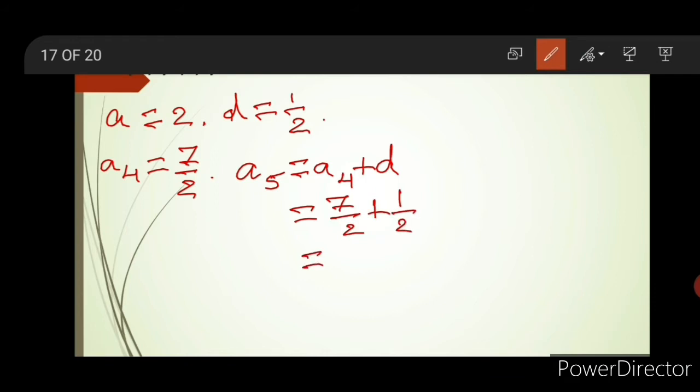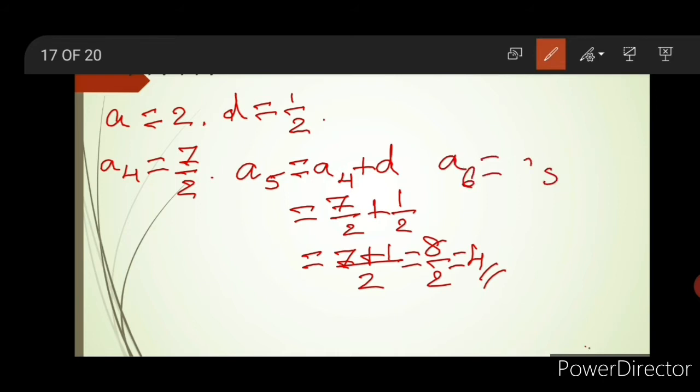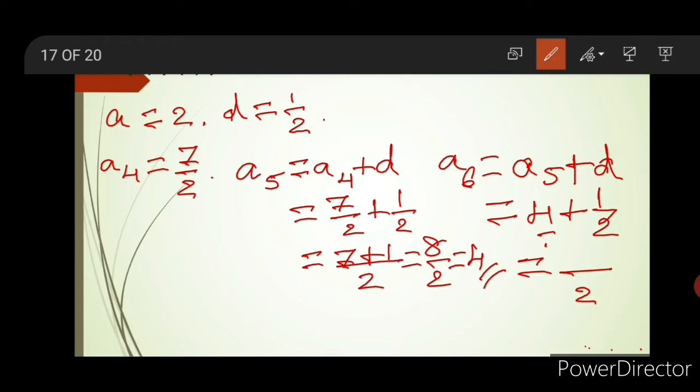7 by 2 is 3 and a half. Or take LCM, or if the denominators are the same, write the same denominator and add the numerators. It is equal to 8 by 2 is equal to 4. Then A6, what is A6? A5 plus D, that is equal to 4 plus half. 4 and half, how can you write? Take LCM. 2 is the LCM. 4 2s are 8 plus 1 is 9 by 2.